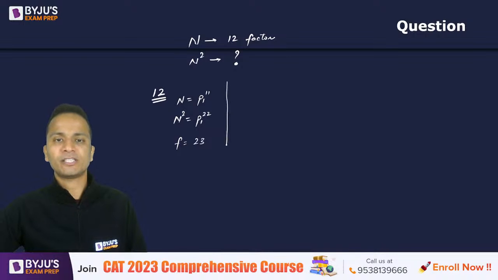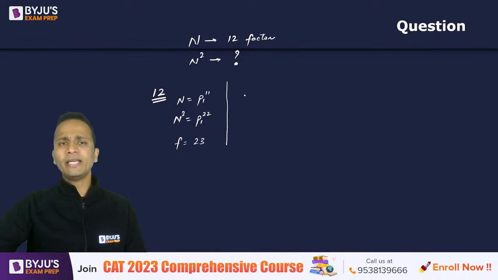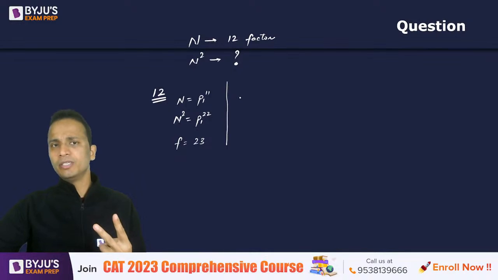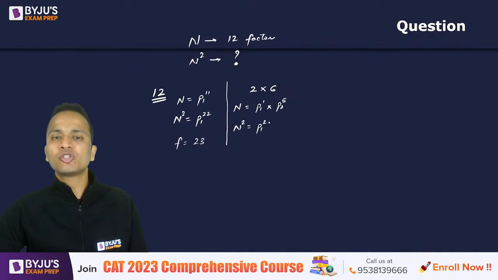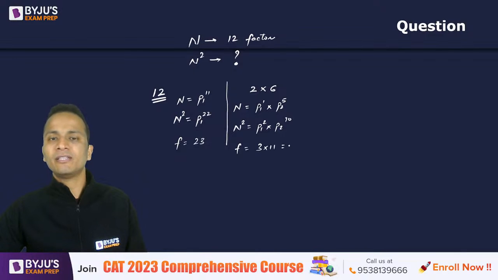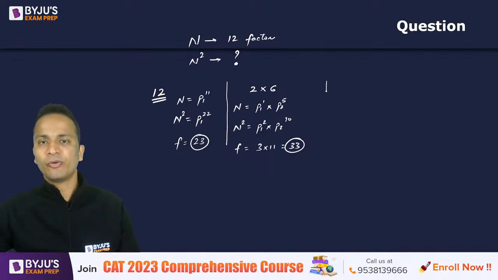Okay, this is the first case. In the second case, I'll write 12 as the product of two numbers which are greater than 1. So I'll write it as 2 multiply 6. So here the general form in which n can be written will become P1 raised to the power 1 and P2 raised to the power 5. So n square will be P1 square into P2 raised to the power 10, and the number of factors in this case will be 3 multiply 11, that is 33. So 33 can also be the number of factors, right?